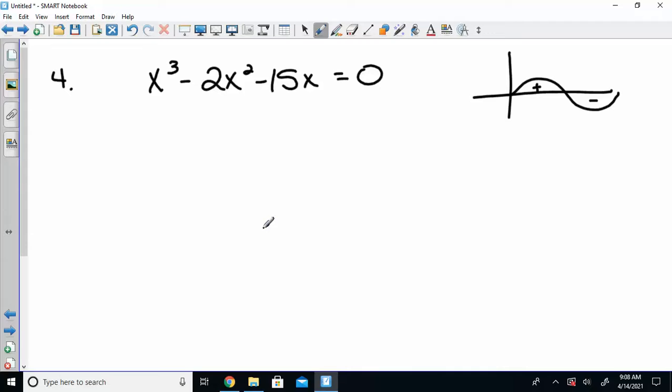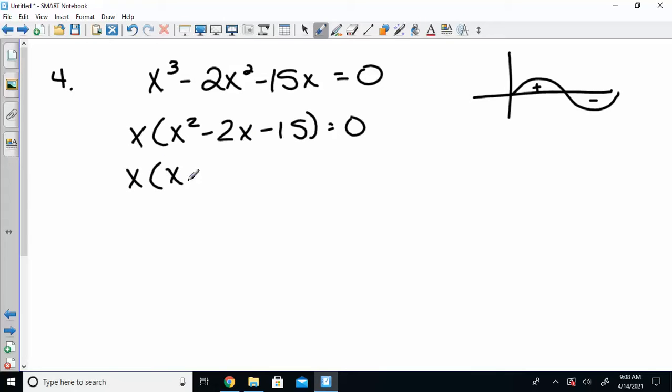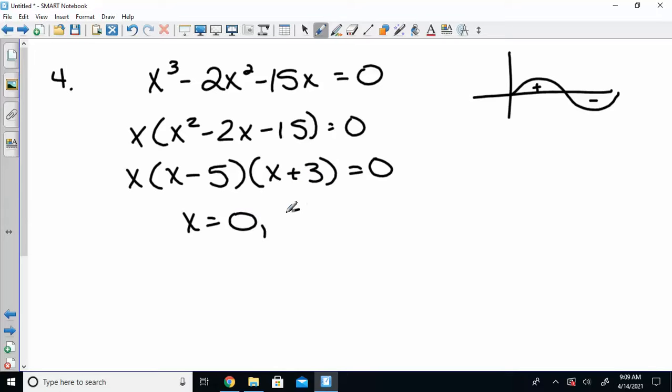All right, if I do that, what would I need to do first? Take out an x, so that's x squared minus 2x minus 15. Okay, box method, multiply to negative 15, add to negative 2, would be a negative 5 and a positive 3. So we get 0, 5, and negative 3.